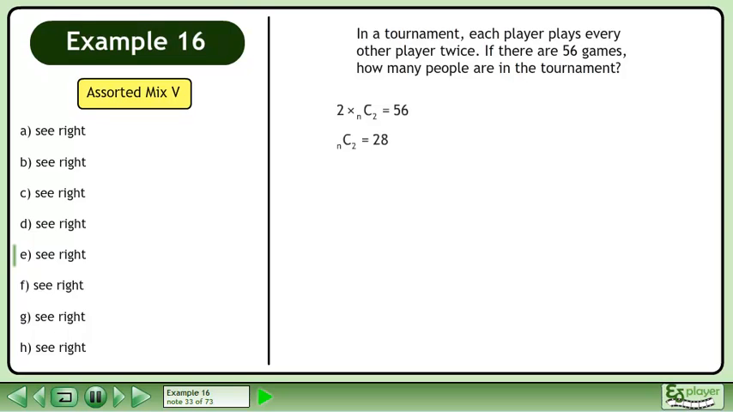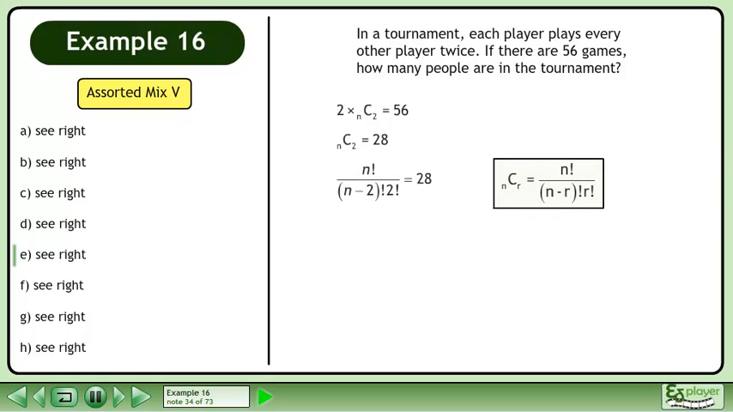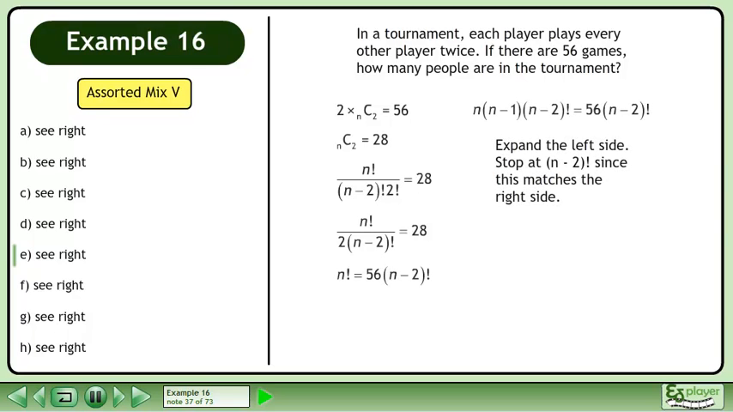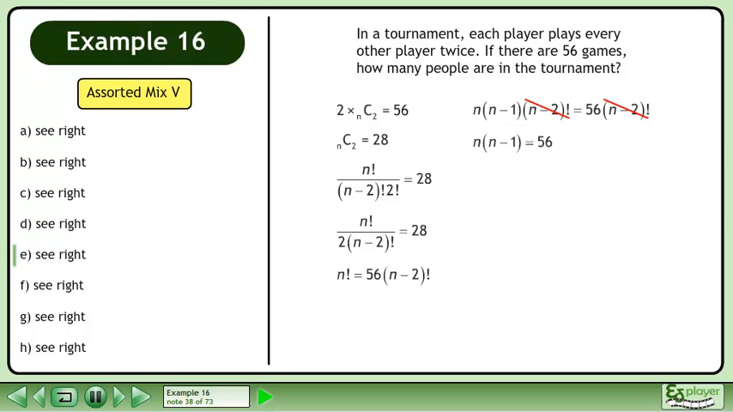Divide both sides by 2. Expand the left side using the combination formula. Two factorial equals 2. Cross multiply. Expand the left side. Stop at n minus 2 factorial since this matches the right side. Cancel.